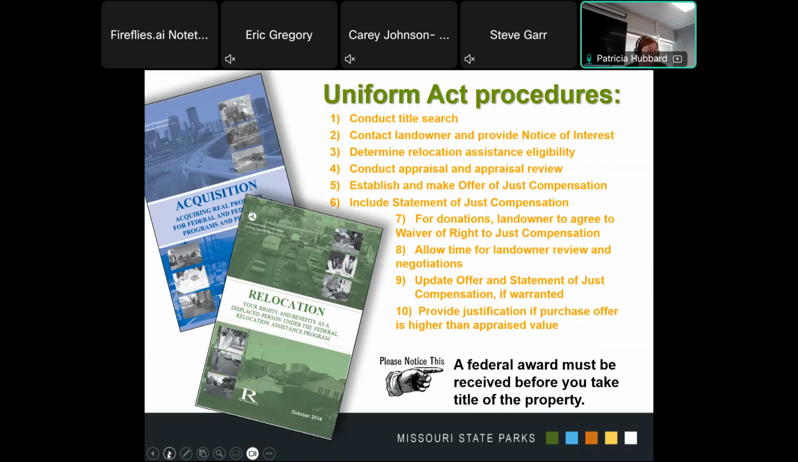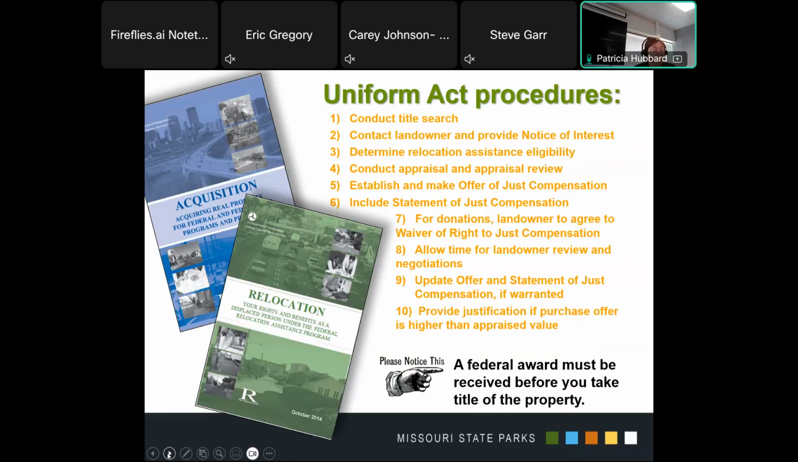Number 7, real property donation. In the case where the landowner is willing to donate the real property, an offer of just compensation and the statement of just compensation are not required. Instead, the landowner must sign a waiver of right to just compensation, which states that the landowner waives their right to just compensation and agrees to donate the property or property interest. In some cases, a landowner may be willing to sell real property for less than the full market value, but is not able to donate the entire value of the land.